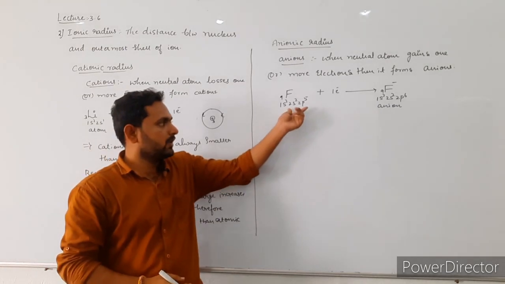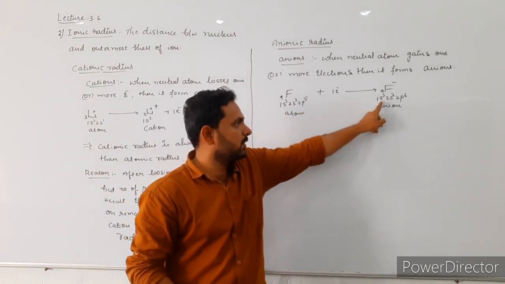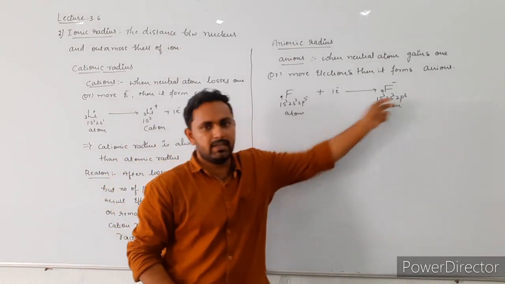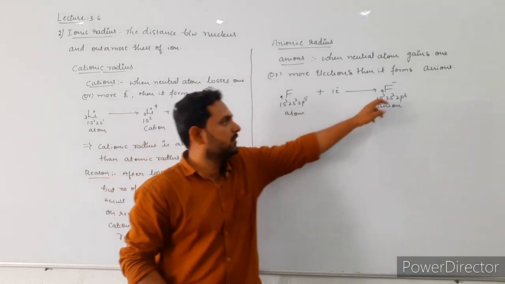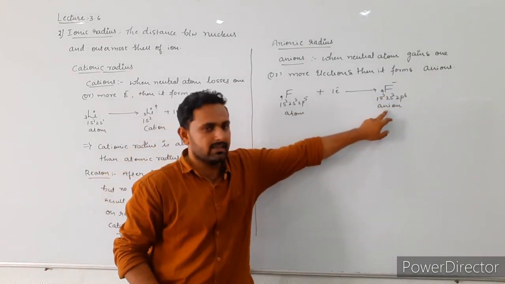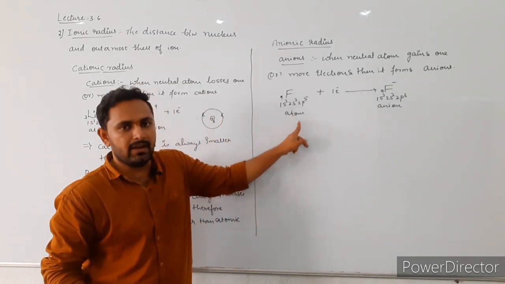See here, electronic configuration is 1s2, 2s2, 2p5. Here, electronic configuration is 1s2, 2s2, 2p6. Why 2p6? Because it gained one electron. It is denoted by negative charge. Now, the anionic radius is always greater than atomic radius.